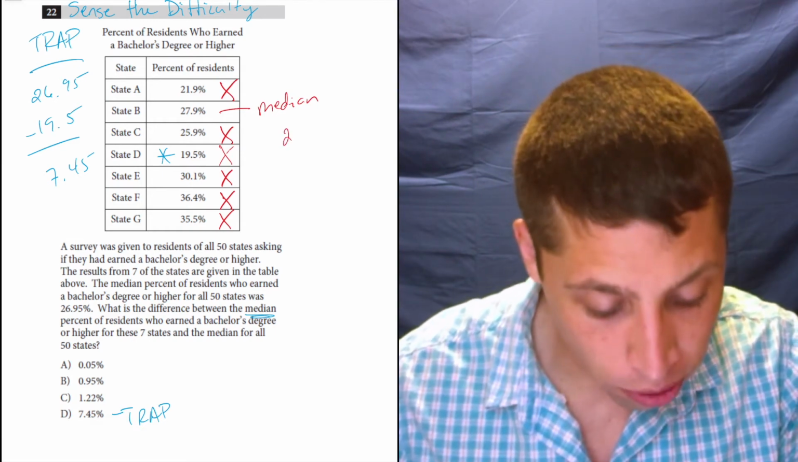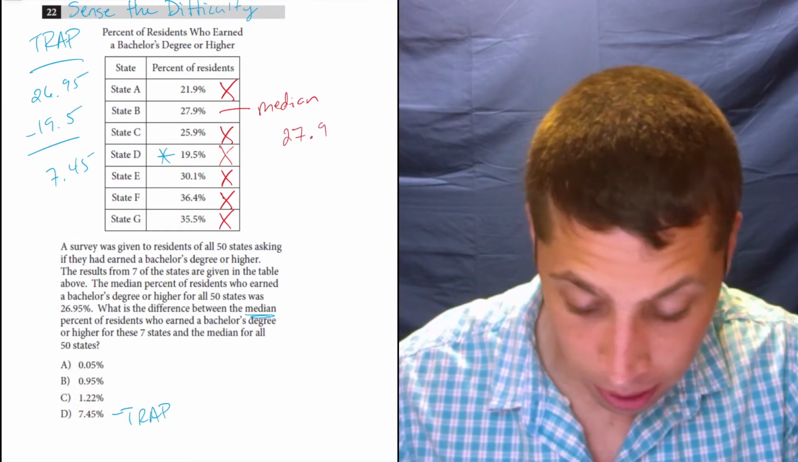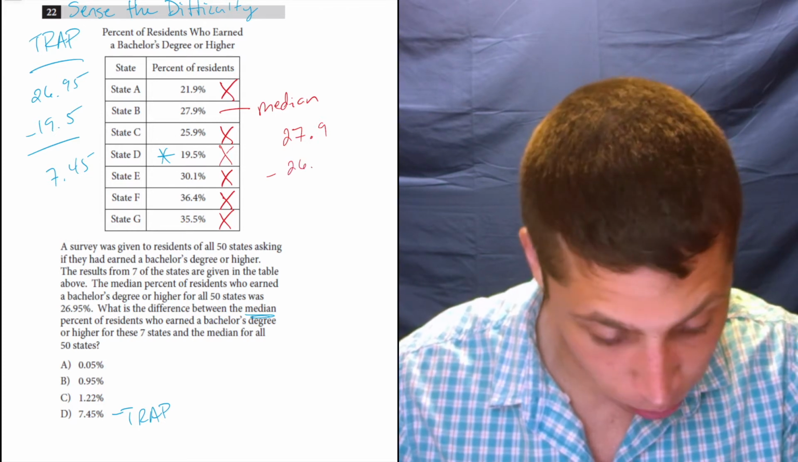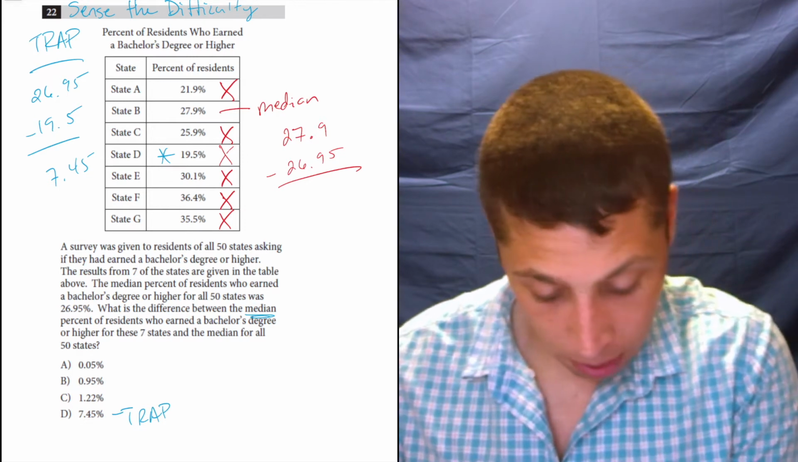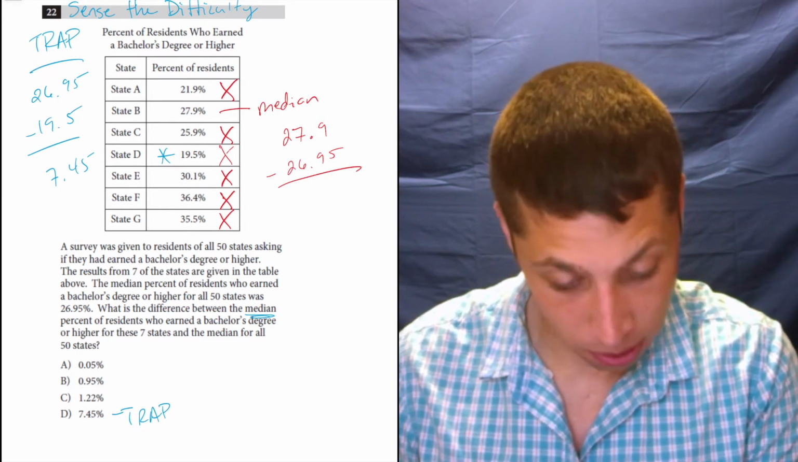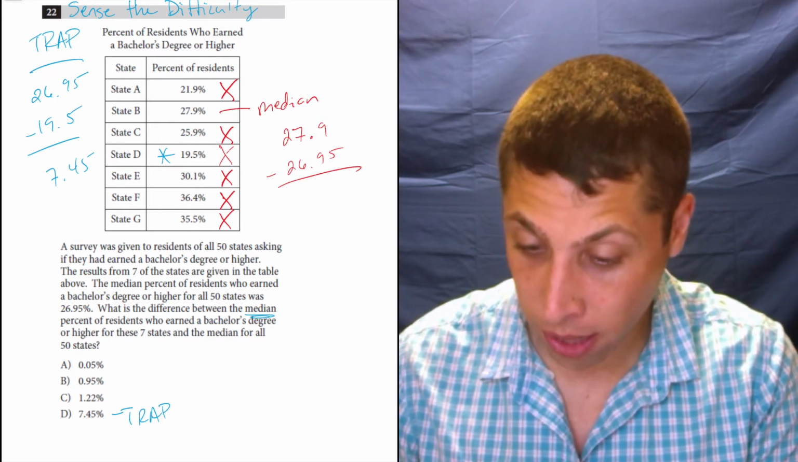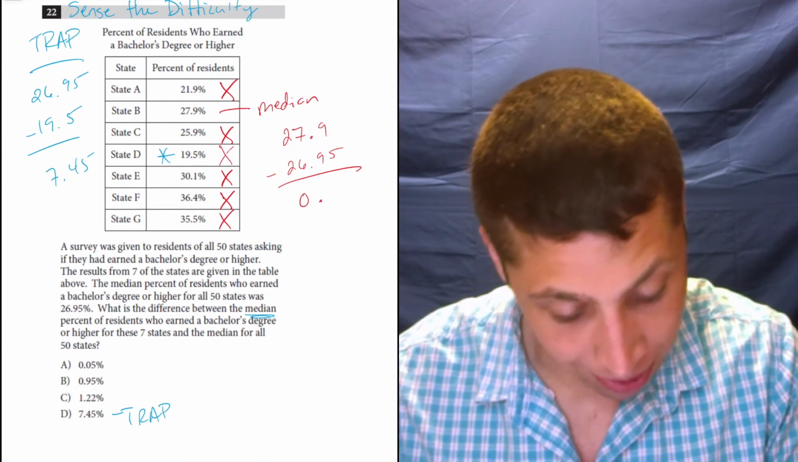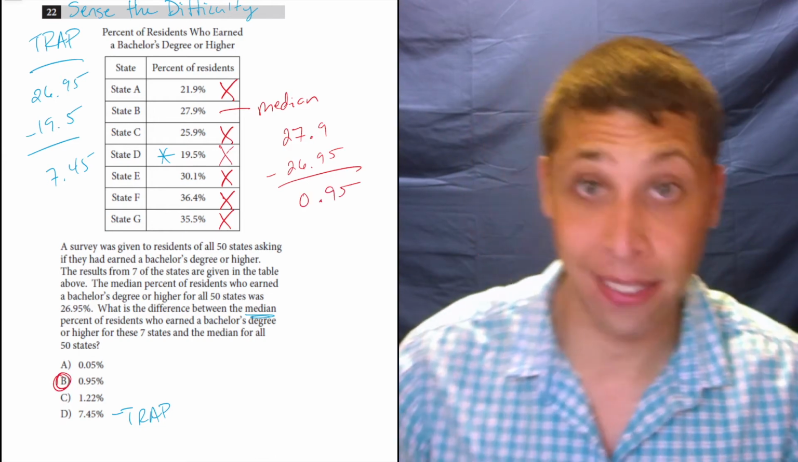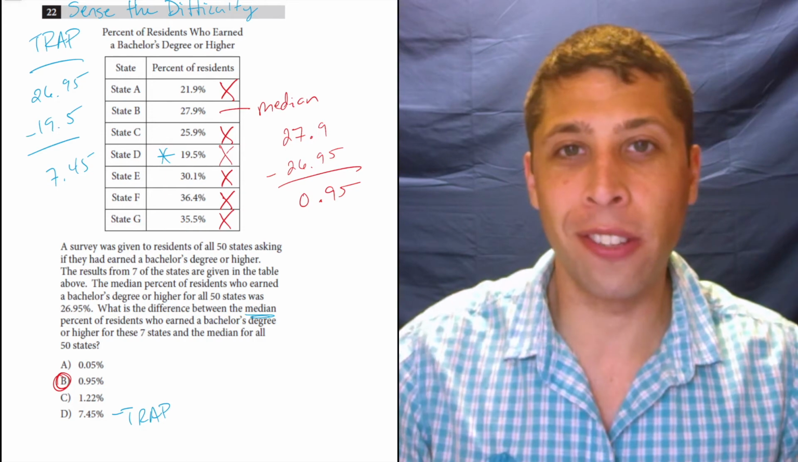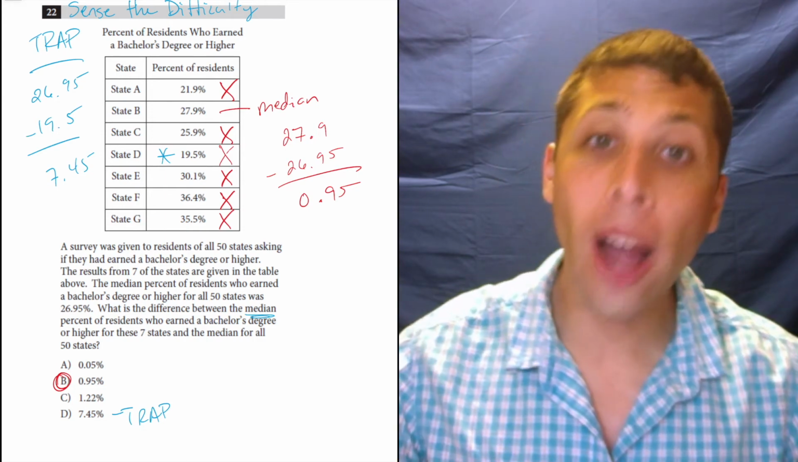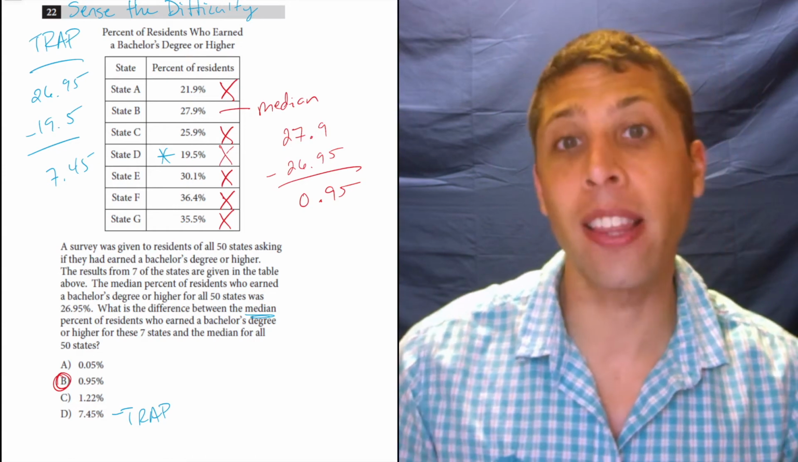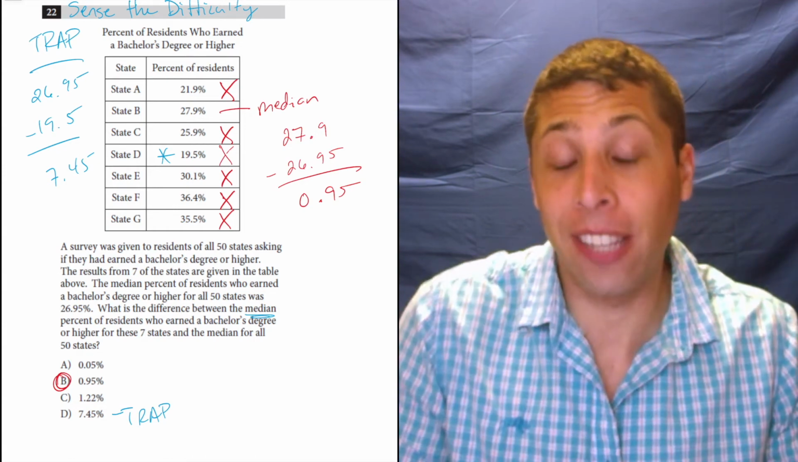And now if we do the subtraction, 27.9 minus the 26.95 that we had before, we should get 0.95. Let's just make sure. 27.9 minus 26.95 is 0.95. And that's the answer. So notice, is the actual math that much harder? No. But it requires that little extra step, that extra thing that you have to consider.